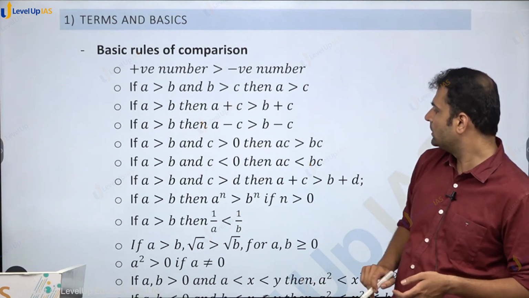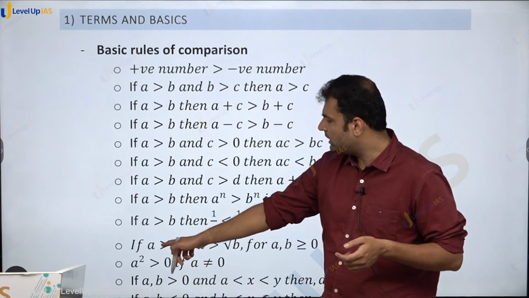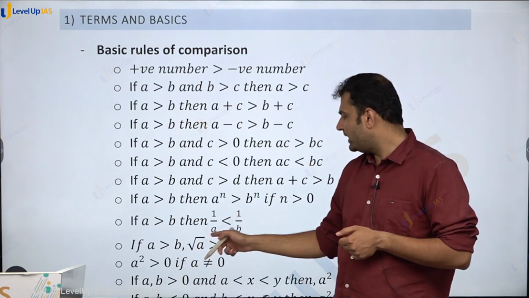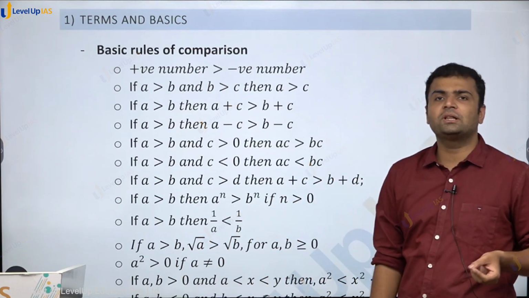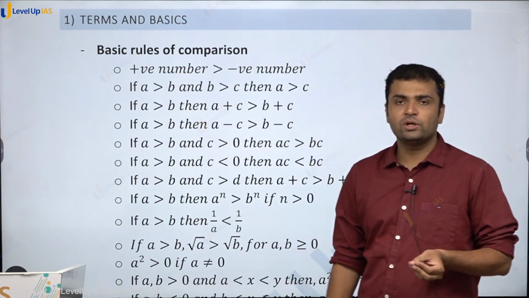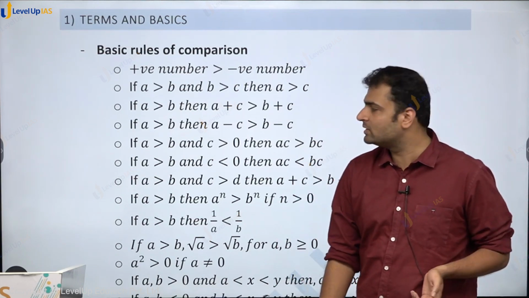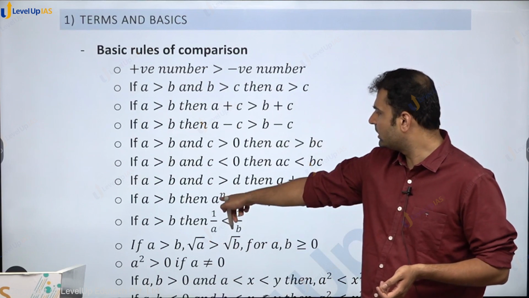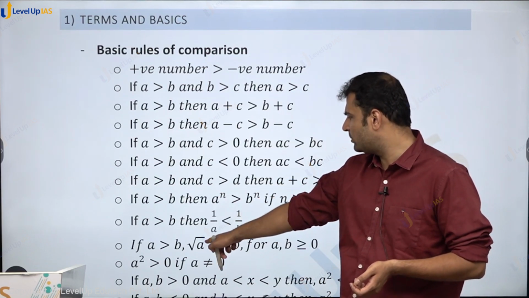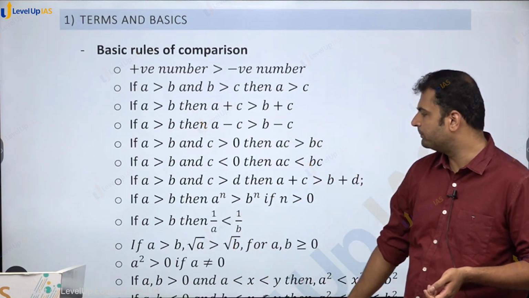Fine. Next, again special case, a greater than b, then square root of a is greater than square root of b. Square root मतलब power 1 by 2. Square root is power 1 by 2 because 1 by 2 is greater than 0. And here we have this property. इस property से हमें पता है root of a is greater than root of b.